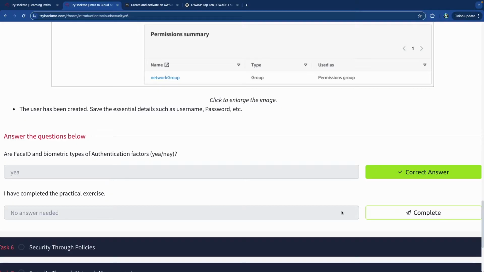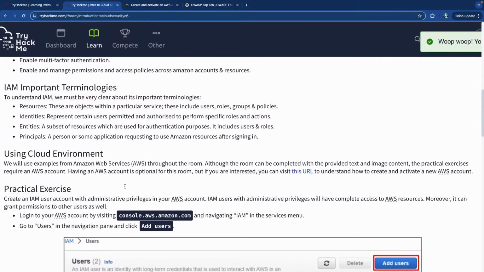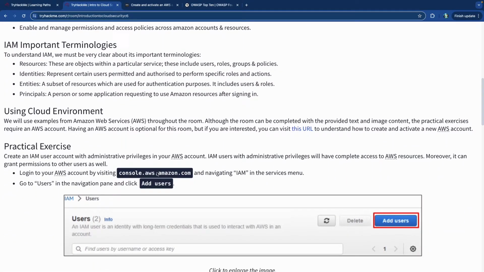And then we've completed the practical exercise. I guess I should do this. So I'm going to do it just for the hell of it, just so we can follow along with this whole thing.